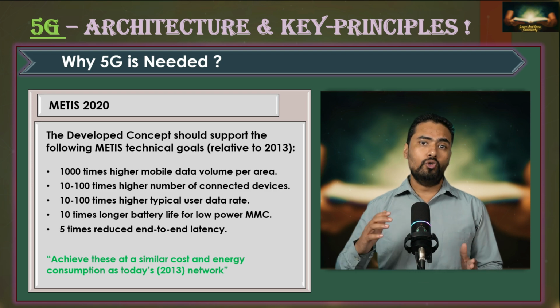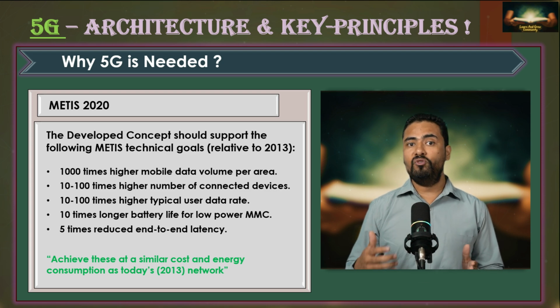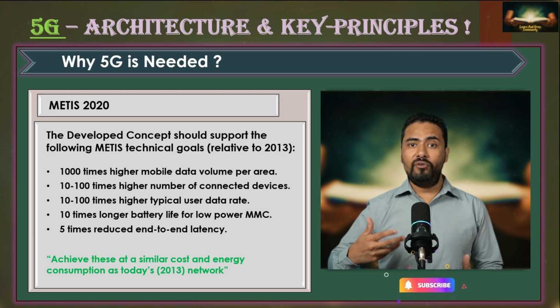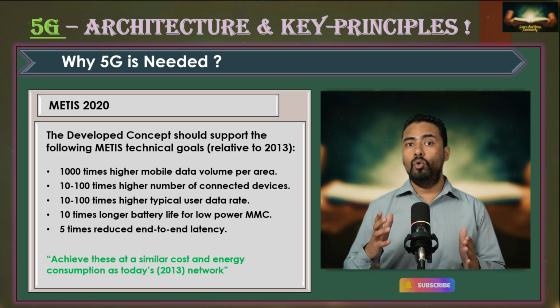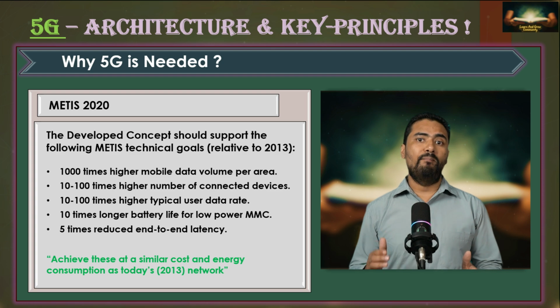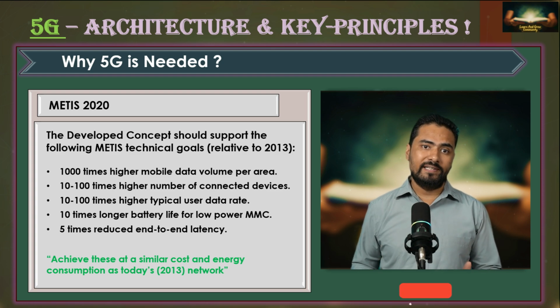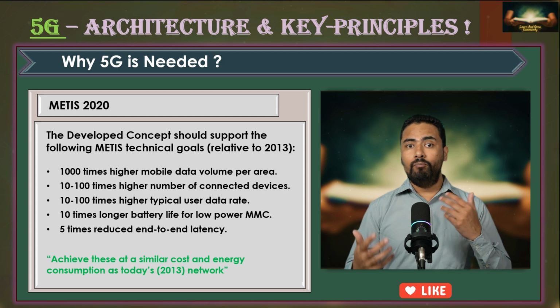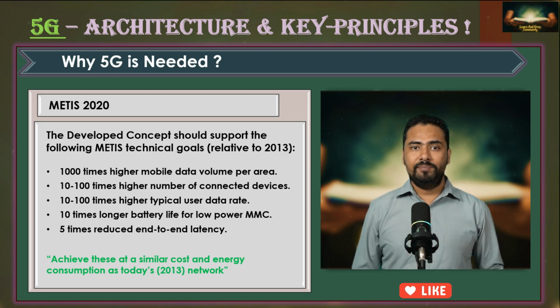New network systems should also offer 10 to 100 times faster data rates for users. Another goal was to achieve 10 times longer battery life for the low power devices, especially for the massive machine type communication related devices. They aim to reduce the latency by 5 times, which will improve the end-to-end communication speeds.